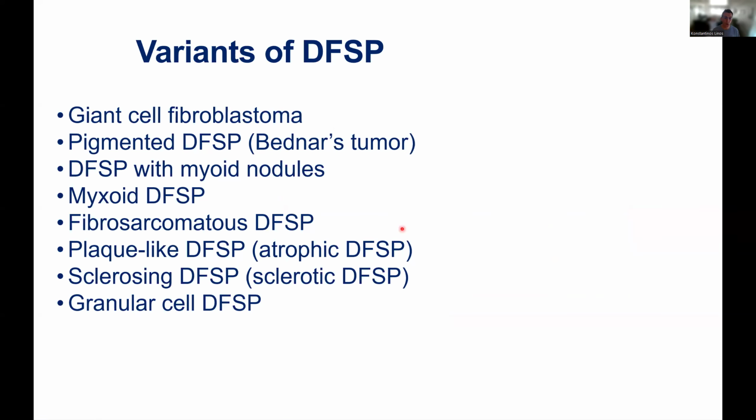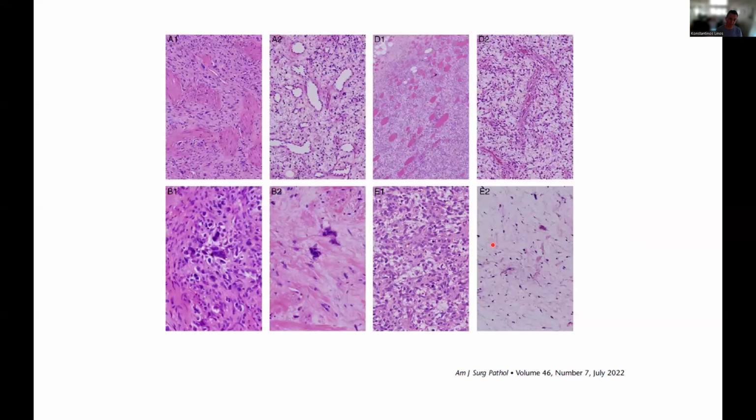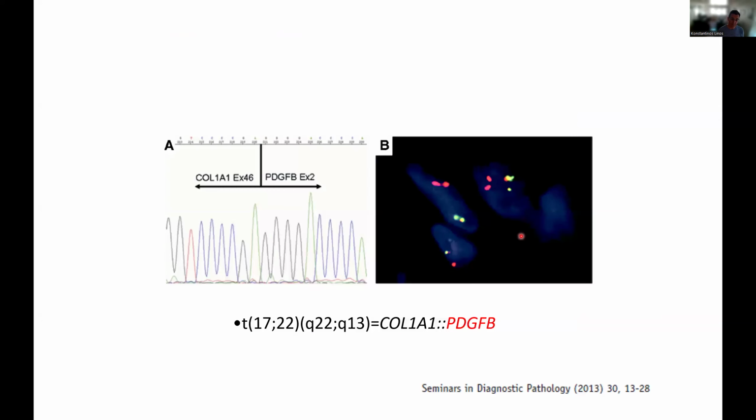I don't have to show you a lot, but there are a lot of variants of DFSP that can create some potential diagnostic difficulties. So some cases can show myoid nodules, some cases can show infiltration into the skeletal muscle, can show these multinucleated floret-like giant cells, epithelioid cytomorphology. Cases with curvilinear vasculature that may resemble a high-grade myxofibrosarcoma or even a low-grade myxofibrosarcoma.